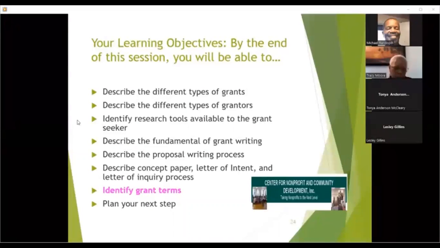Well, you should be able to describe the different types of grants. You should be able to describe the different types of grantors. You should be able to identify research tools available to find the money. You should be able to describe the fundamentals of writing the grant, the proposal process, a concept paper, a letter of intent, and you should learn some new words as part of your vocabulary as a result of attending this part of the class.